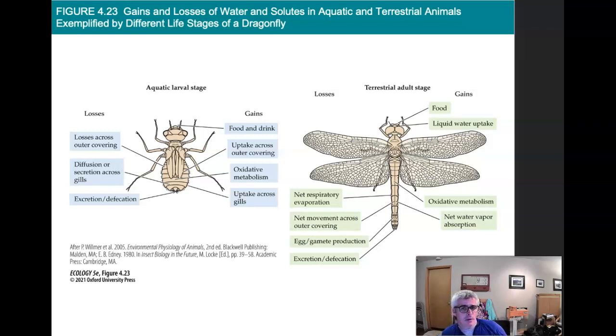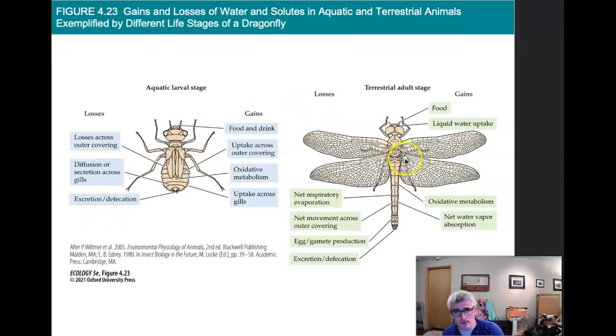So in the aquatic larval stage, the organism has to deal with losses, covering the losses of water across the outer covering, diffusion or secretion across the gills, excretion or defecation. It's able to gain water by food and drink. It's able to uptake water across its outer covering, and it can gain water through oxidative metabolism and uptake water across the gills.